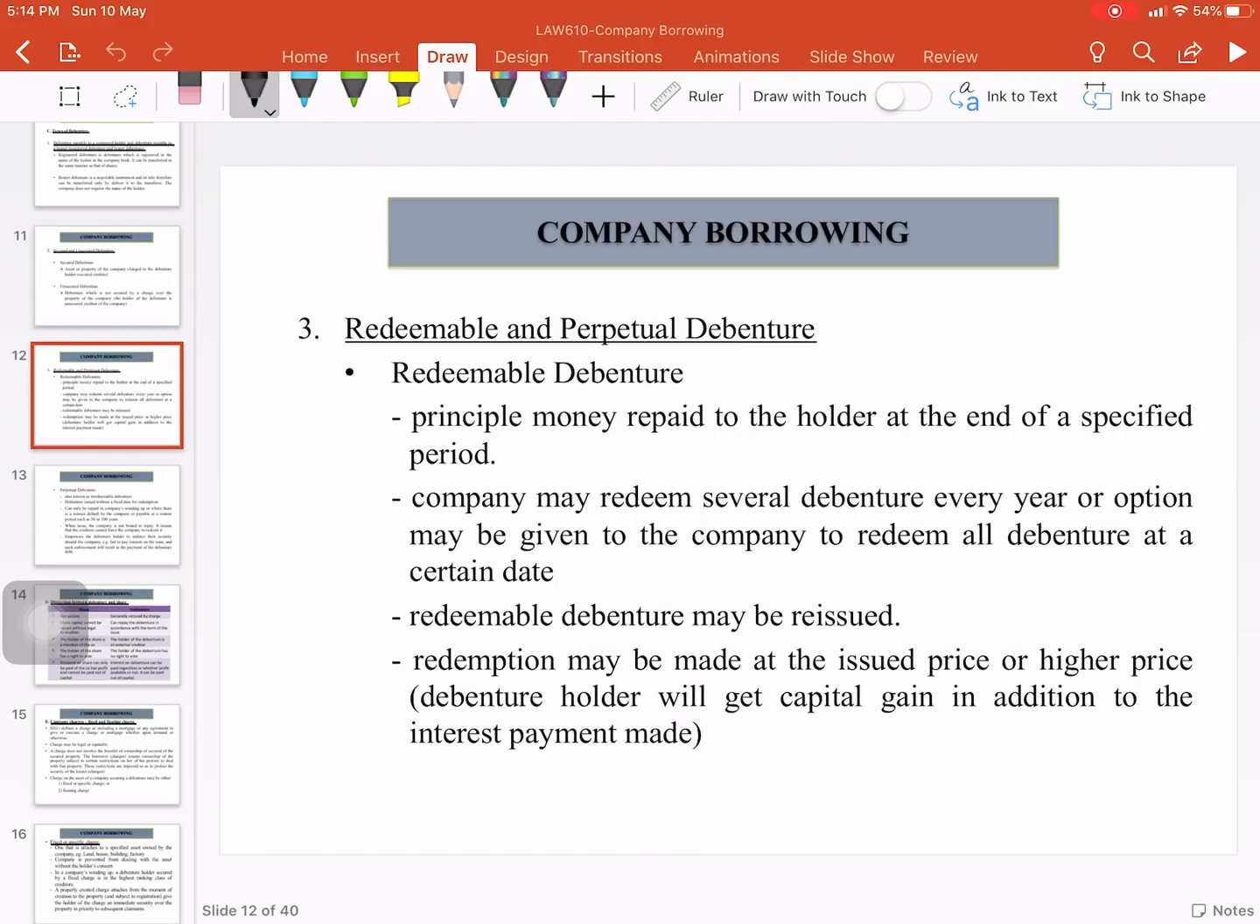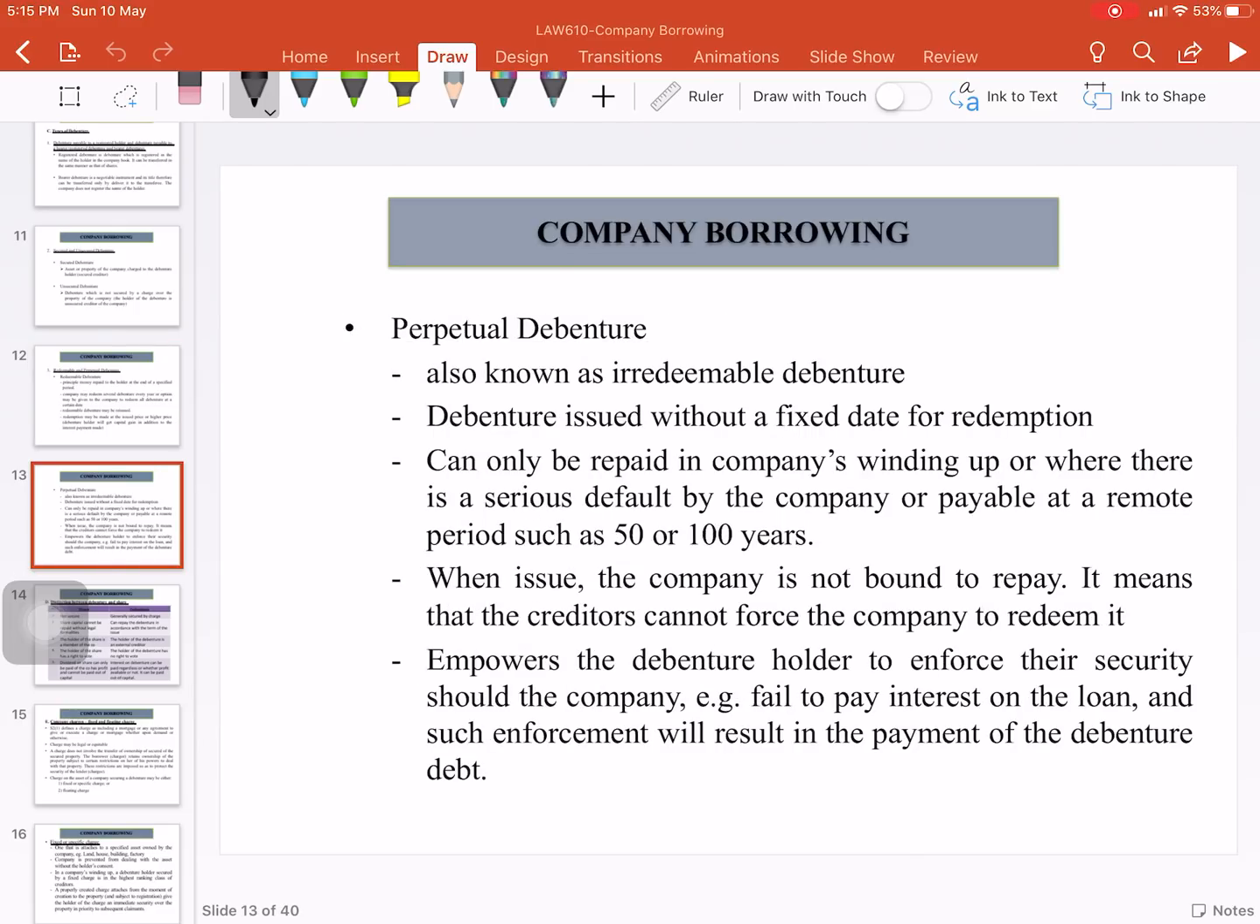Okay. And then the third type of debenture is redeemable and perpetual. Redeemable debenture means principal money is paid to the holder at the end of the period. Okay, and then the company may redeem several debentures every year. And redeemable debenture may be reissued, meaning once you finish paying, you can issue another debenture. And then redemption may be made at the issued price or higher price. Okay, now you're going to learn more on the debenture calculation, higher price, all these things when you are doing your corporate finance. I'm not going to touch on the detail on this.